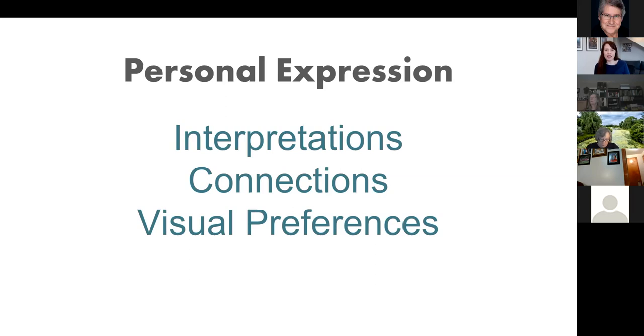Repetition is something I use a lot in my photography. So that's a way that I express, again, my desire to organize the world, through repetition and order. That would be an example of one of my visual preferences. All of these things come together in terms of how I put together my compositions.